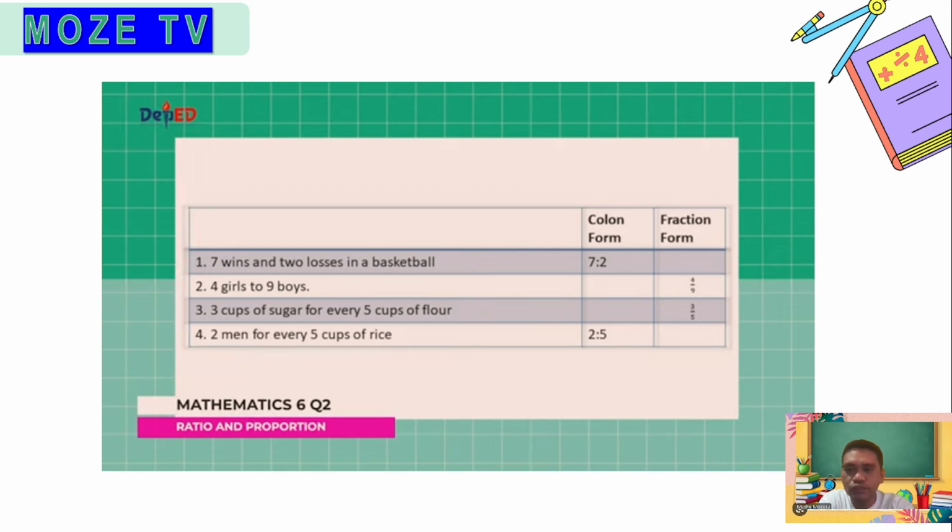And then number 2, 4 girls to 9 boys. The fraction is given, that is 4 over 9, 4 is to 9. So you answer with its colon form. Then number 3, that is 3 cups of sugar for every 5 cups of flour. The fraction form, 3 is to 5, is given; you are going to write the colon form. And lastly, for number 4, the colon form is given, 2 men for every 5 cups of rice. So colon form 2 is to 5. So how are you going to write the fraction form? 20 seconds starts now.